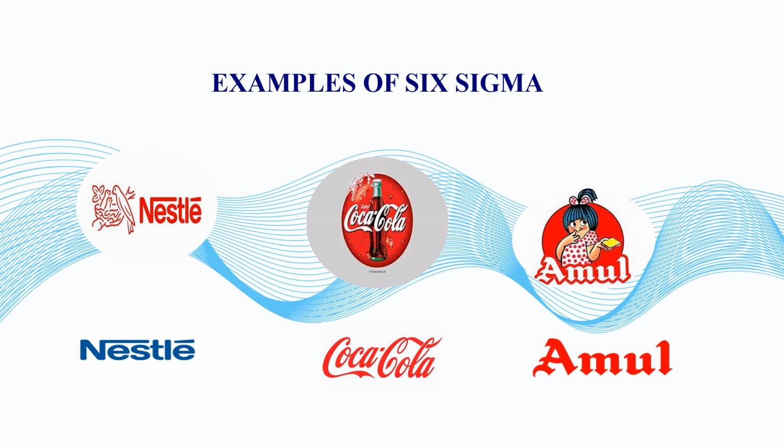Overall, these industries, Nestle, Coca-Cola and Amul, use Six Sigma for the reduction of time during processing, to enhance the product quality and to save the cost of product.